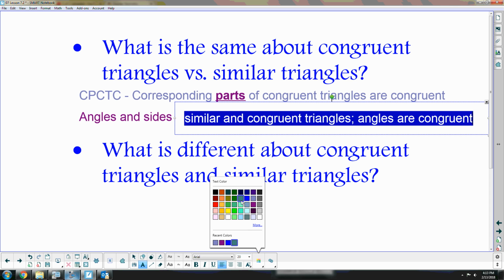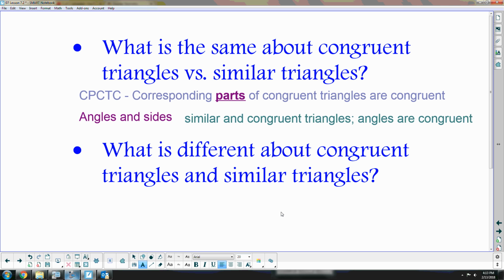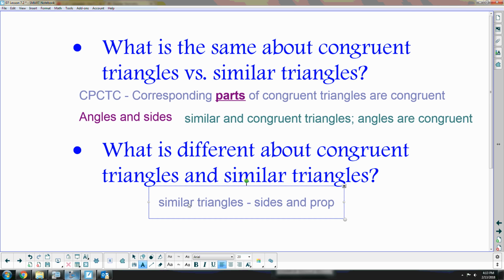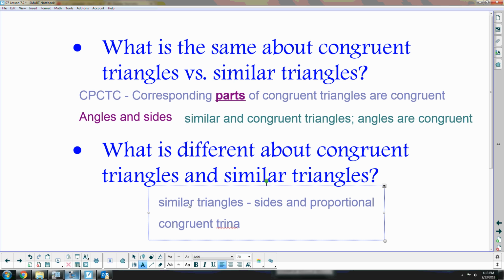Now, what's the difference between similar and congruent? So if in both of them angles are congruent, what's different about similar and congruent triangles? Well, in similar triangles and congruent triangles, the angles are congruent, but in similar triangles, sides are proportional, and in congruent triangles, sides are congruent.